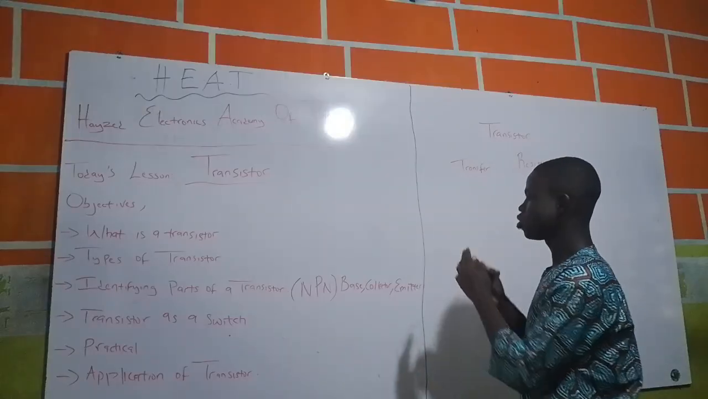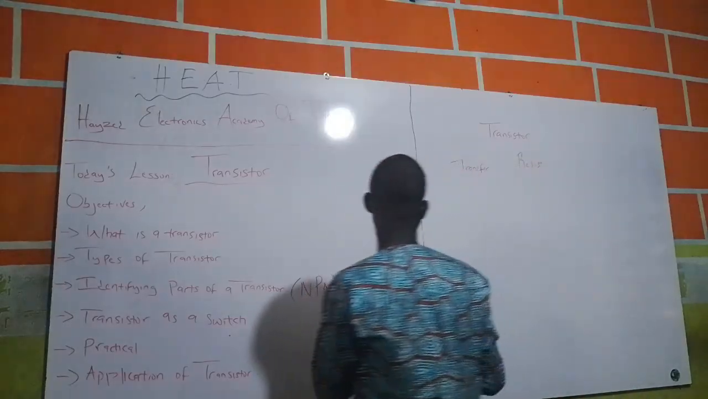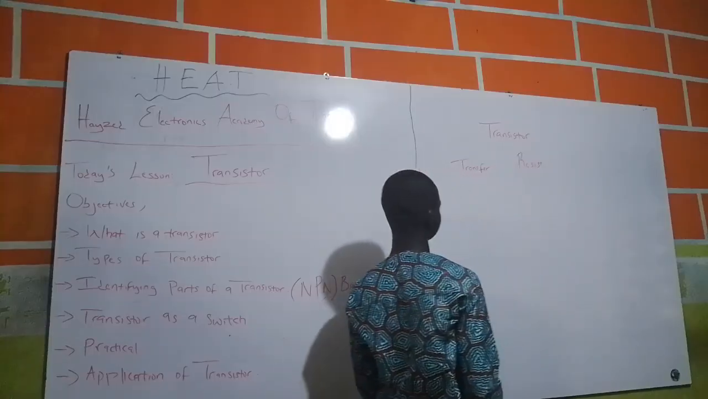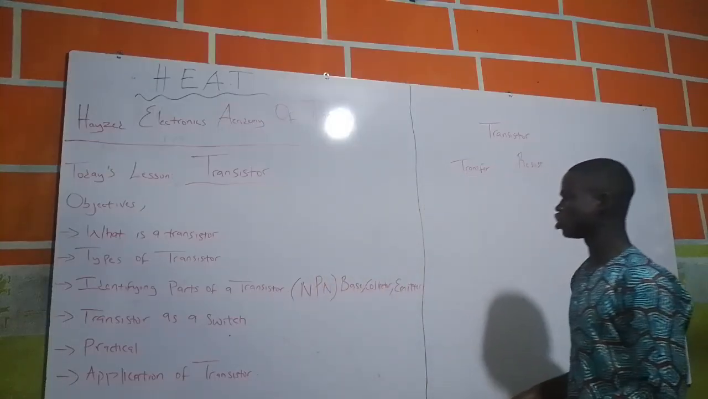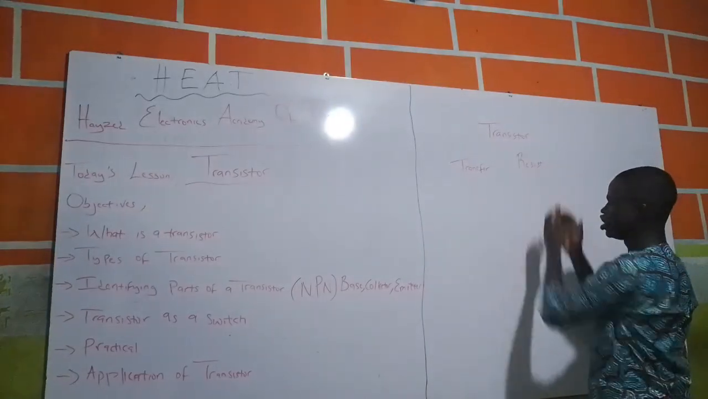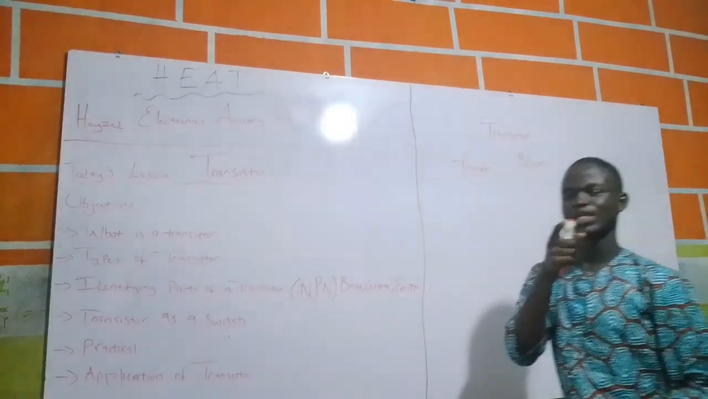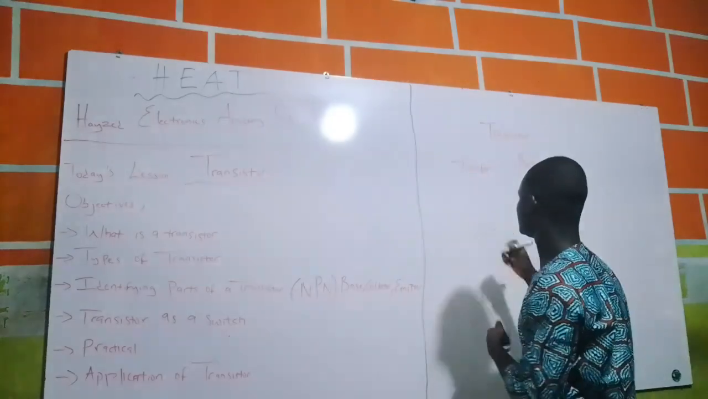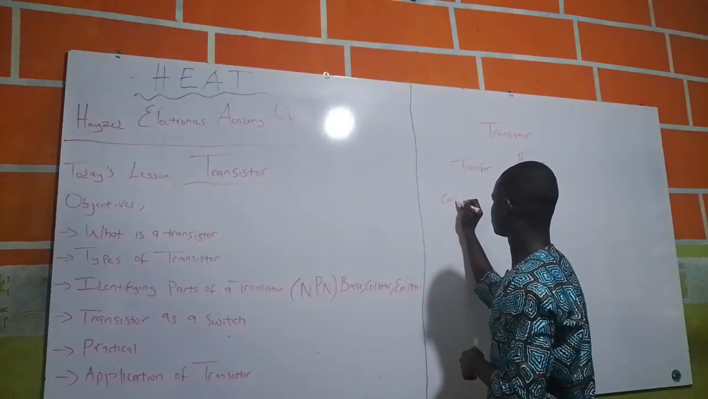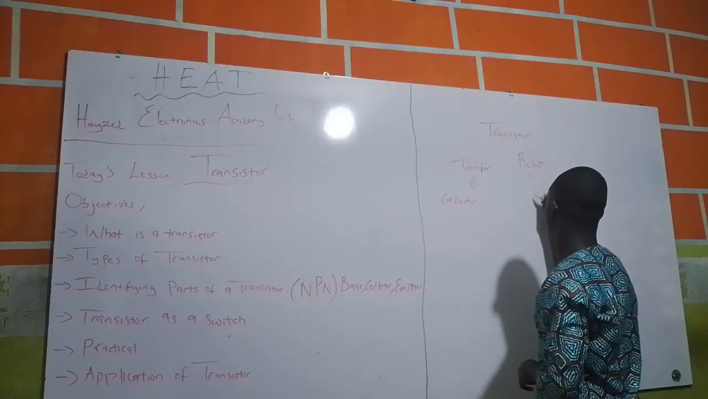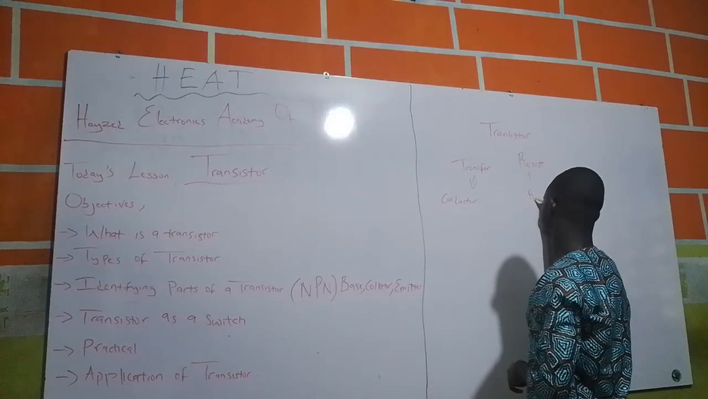So a transistor is something that can allow current to flow and also block current from flowing. That means a transistor can act as a conductor, and it can also act as an insulator. It means that a transistor does two things: it acts as a conductor, and also acts as an insulator, or let me just put it as a resistor.